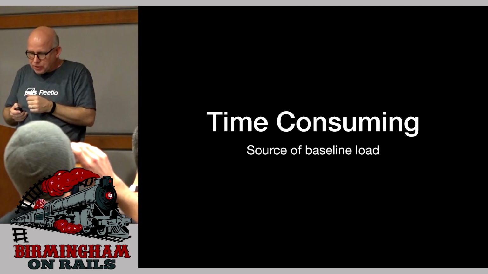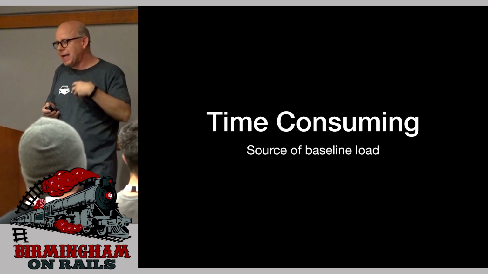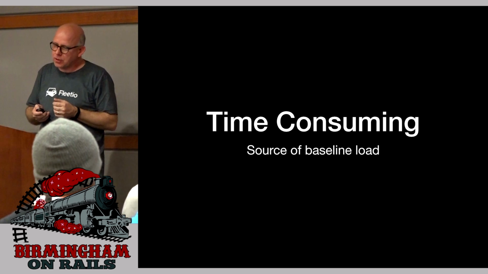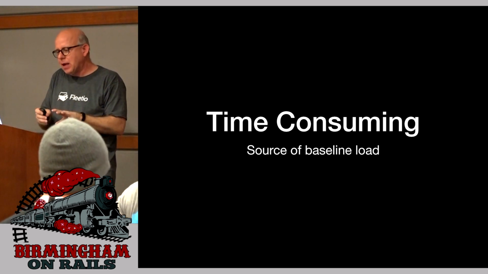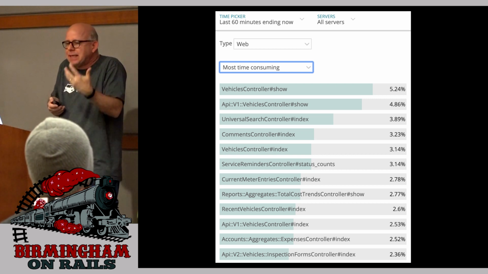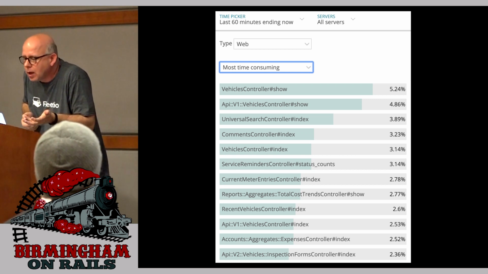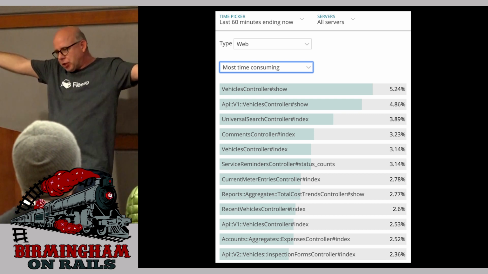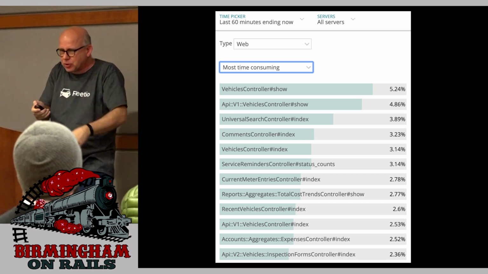Another nice metric is a time-consuming metric. So it takes our other durations and kind of figures out the percentage of time that a thing uses. And this is really great for understanding what the baseline load is on the system. So we can see here that there's a few endpoints that have a large percentage of all of the execution time that happens during the time frame that you're looking at.